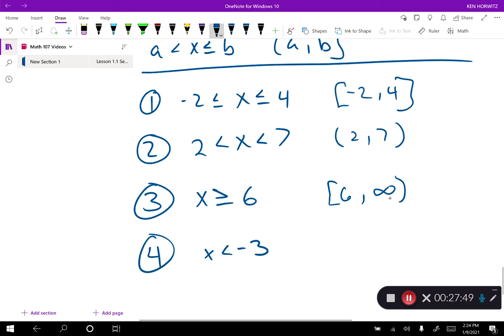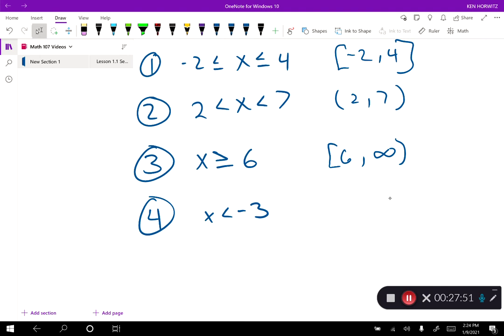Now the last one says x is less than -3, which basically says it could be any number less than -3, all the way up to -3, but it can't hit -3. In that case, it would have a parenthesis on both sides, because very similar to positive infinity, negative infinity always gets a parenthesis.